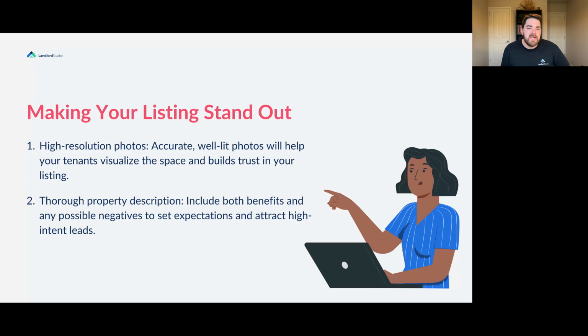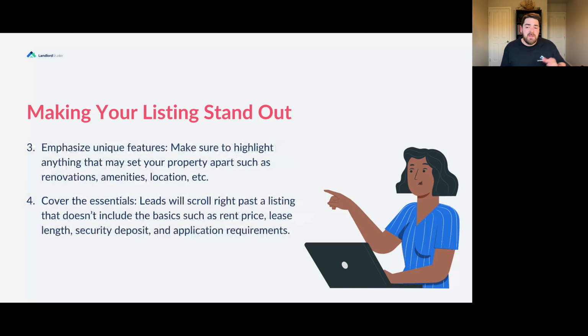Make sure that you're providing as much detail as possible in these listings. Another really important thing is to emphasize any unique aspects of the property, such as recent renovations, special amenities, or a desirable location. These can really help set your listing apart from others. So make sure that your listing covers all the essential information, including these, but also things like rent amount, lease duration, security deposit, and application requirements. The transparency really helps streamline the application process and ultimately attract the right tenants in the end.